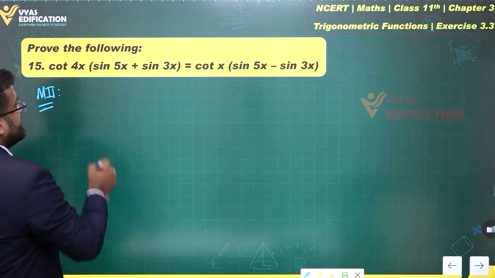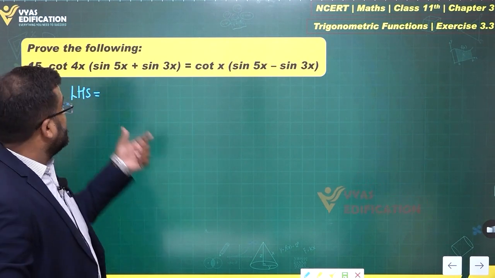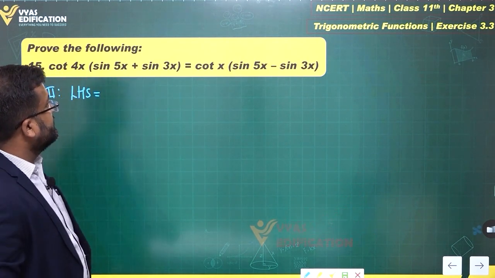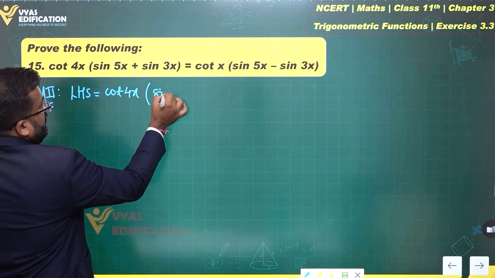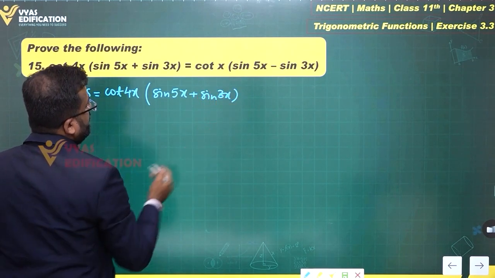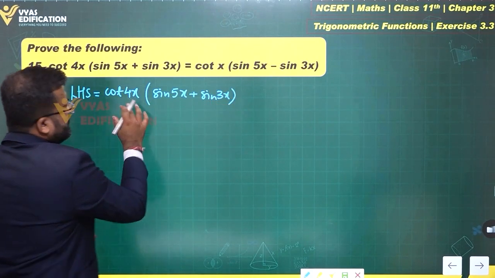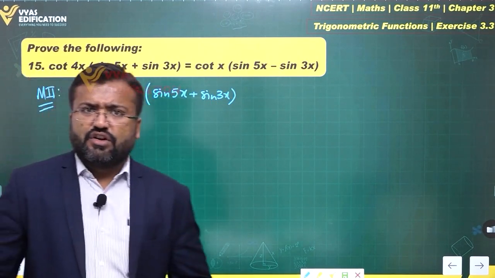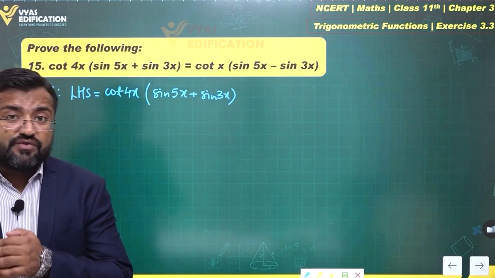Let's simplify the LHS. Yes, what does the LHS look like? LHS has a cot 4x and these terms over here, sine 5x plus sine 3x. Now this cot 4x, you cannot do anything with this cot 4x. This will remain as it is. At max we can write it as cos 4x upon sine 4x for now.